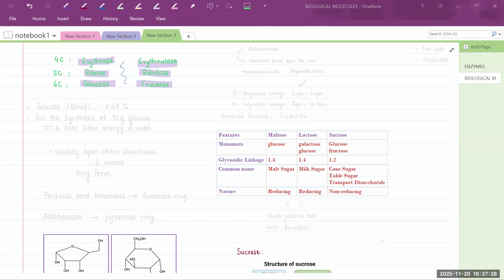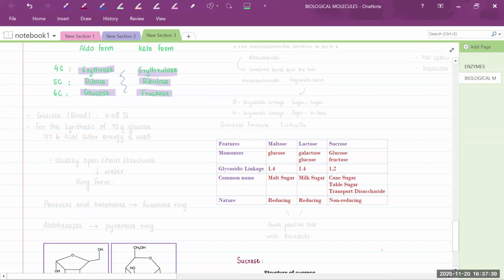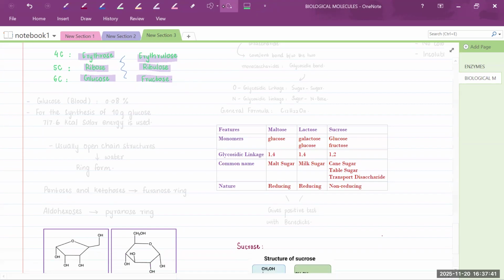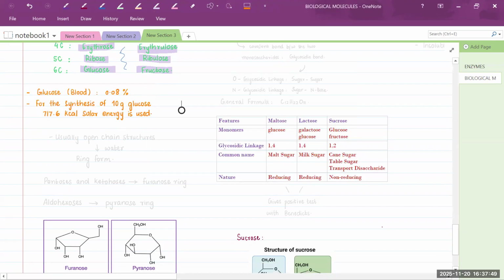Also, these are very important because MCQs are directly asked from this. You might think that MCQs are not asked from this, and that you don't need to remember the structure, but you need to remember the names. Some key facts we need to remember: the glucose in our blood is 0.08%, right?